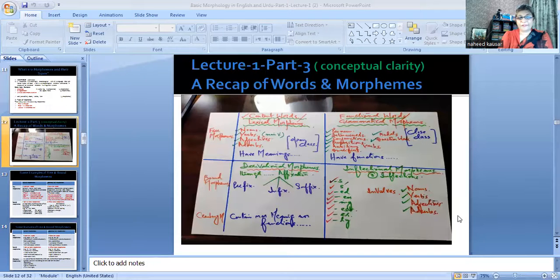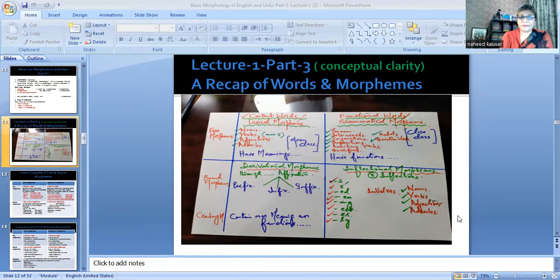Students, the slide is marked as Lecture 1, Part 3. I have written Part 3 just to connect this lecture with the previous 2. This is basically the conceptual clarity between the words and the morphemes, and it is a recap of the previous 2 lectures. You can see that in this slide, I have inserted a figure or a diagram which I have made in a few boxes.